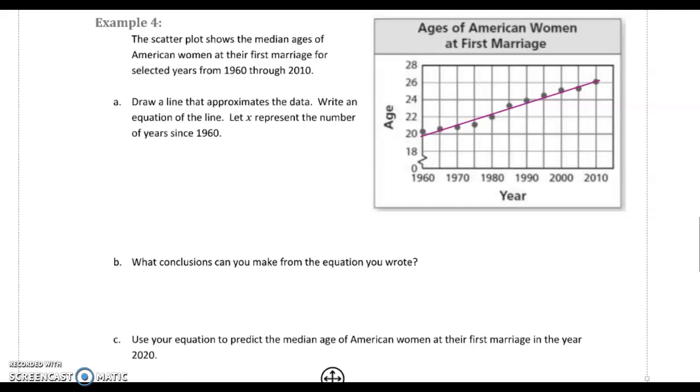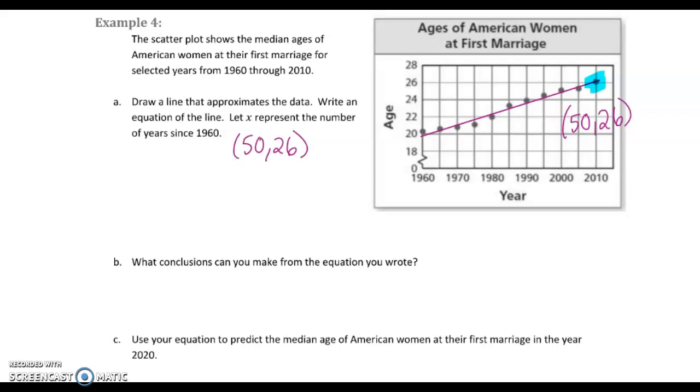So for example, we could have this point it clearly goes through, and that's 2010 and age 26. Now, we are going to actually write that point as 50, 26. And the reason for that is because it says, write an equation of the line. Let x represent the number of years since 1960. So 2010 is 50 years after 1960. That's why I did 50, 26, not 2010, 26.